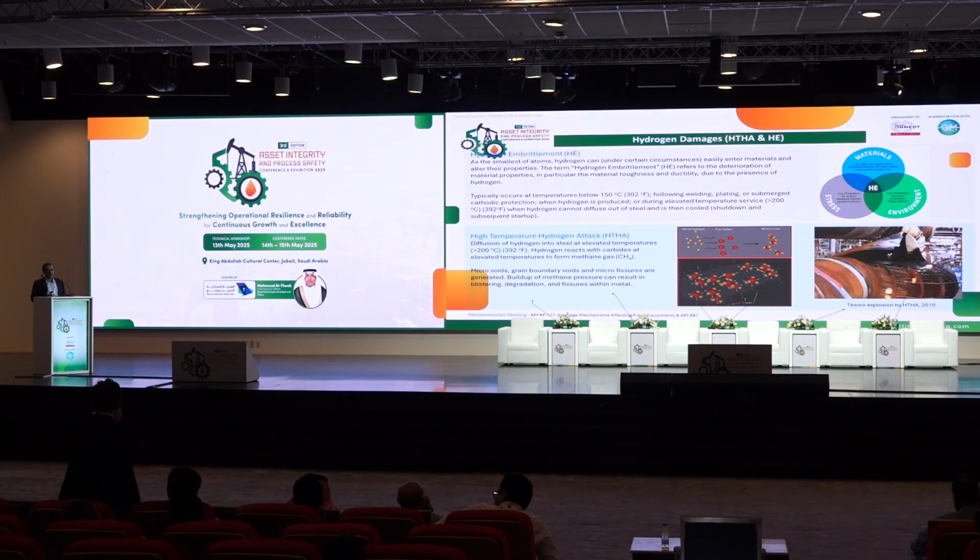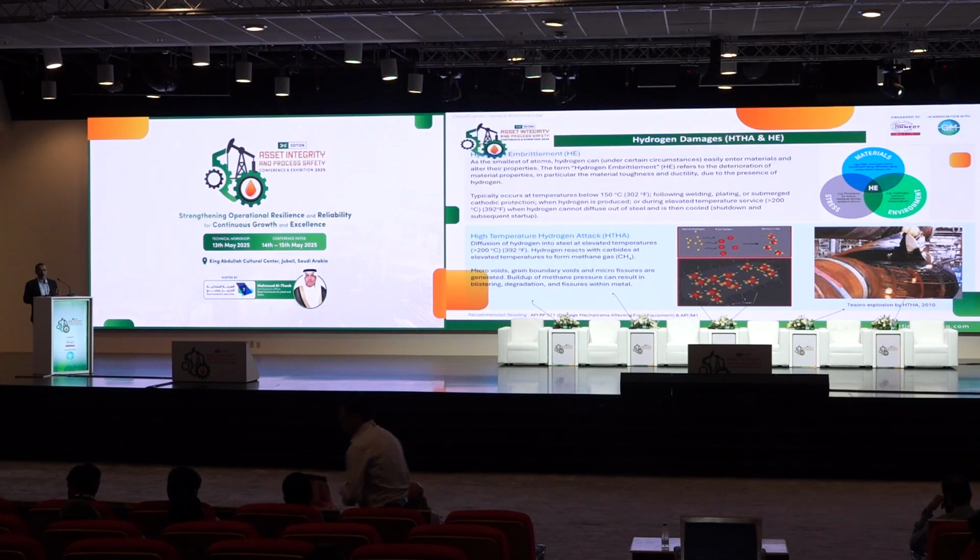And one of the main damage mechanisms that can happen there is hydrogen attack, whether it is hydrogen embrittlement or high temperature hydrogen attack. You can see in the bottom section the most famous failure, which happened at Tesoro in 2010, from high temperature hydrogen attack in a heat exchanger, which was the cause for the update of API 941.